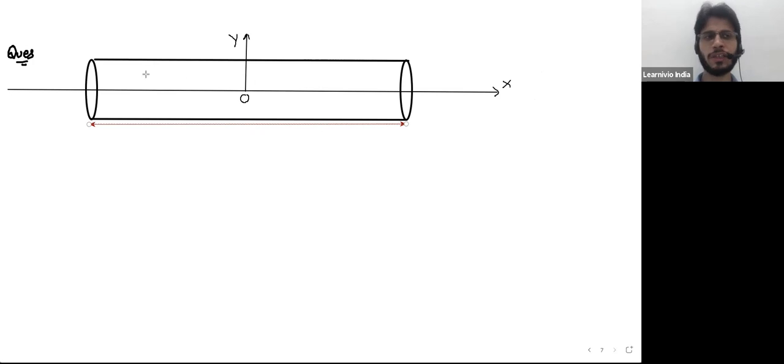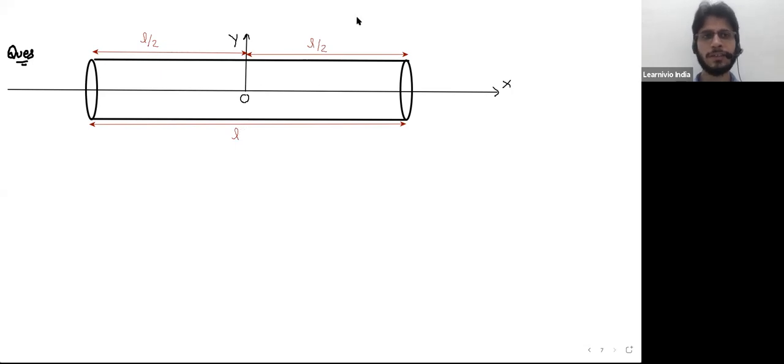This origin is just at the center of the cylinder. That means this length is L by 2 and this is also L by 2. This is L by 2. This is also L by 2 and this is L.